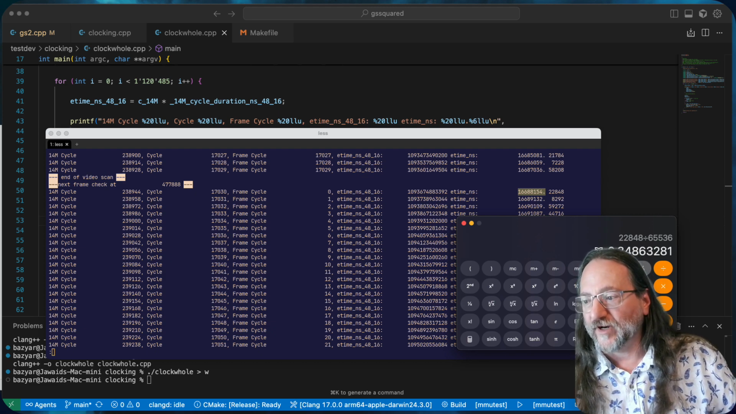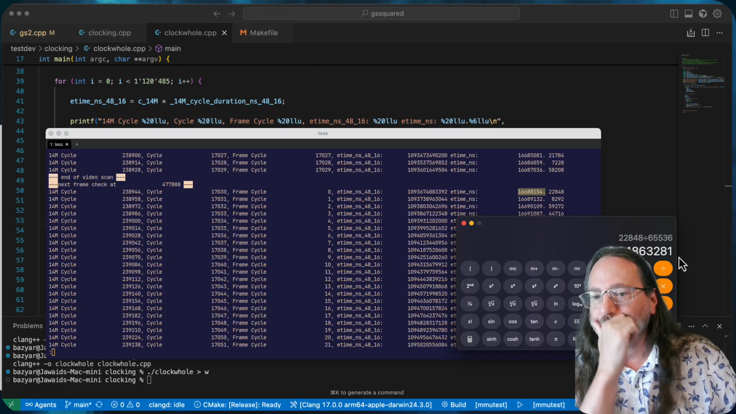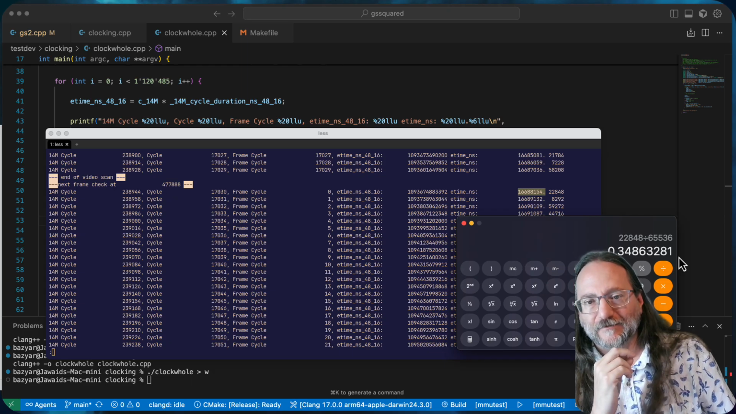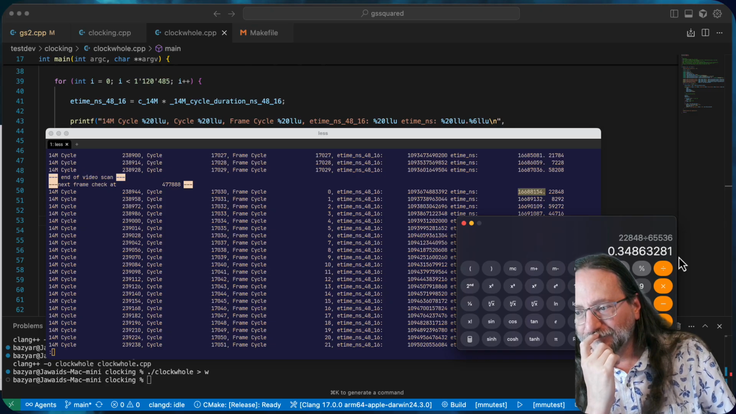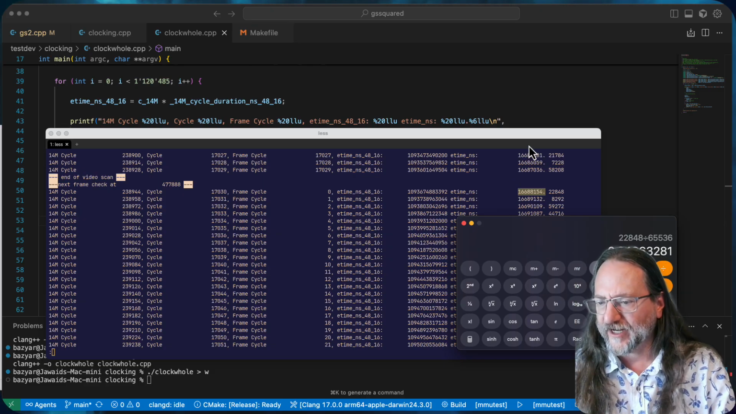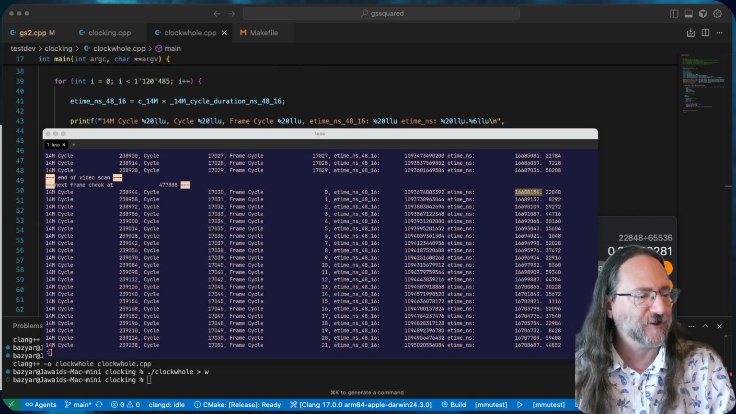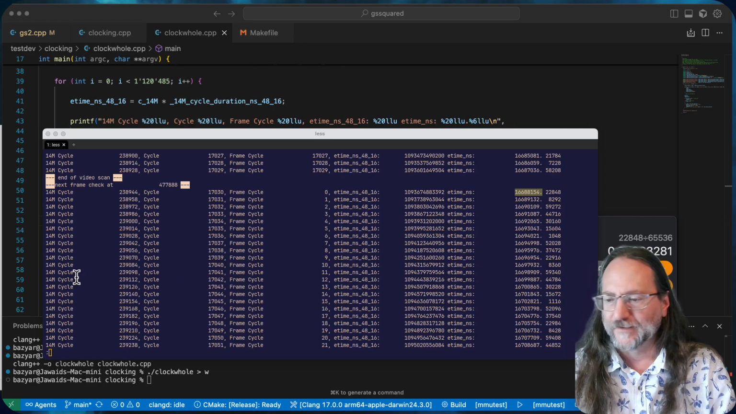So that should have been 0.5 and it's 0.34. Now those are fractions of a nanosecond, and that's not going to matter for audio. So I'm okay with that. I think I'll do the thing where I just add, for each frame, the frame start time based on that much longer precision number here.